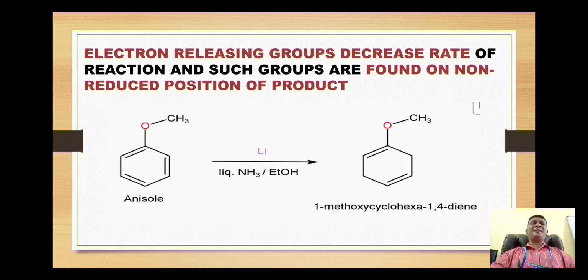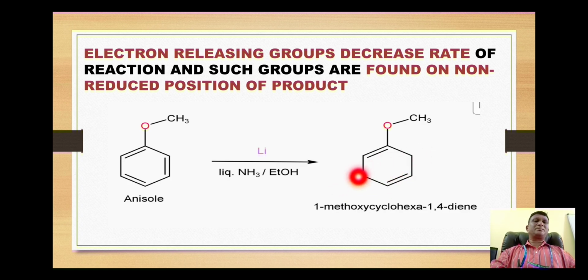Now let's look at this example. This is the starting material anisole. Now in anisole, the methoxy group is the electron releasing group and it is attached on this aromatic ring. So when anisole undergoes Birch reduction in presence of lithium and liquid ammonia and ethanol, the attachment of hydrogen takes place at this carbon and this carbon. So this will be position number 1 and this will be position number 4 over here in respect to the hydrogens, right?